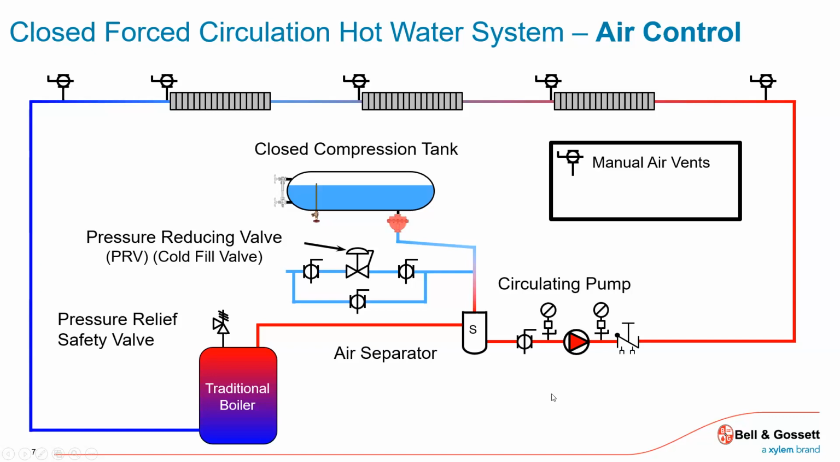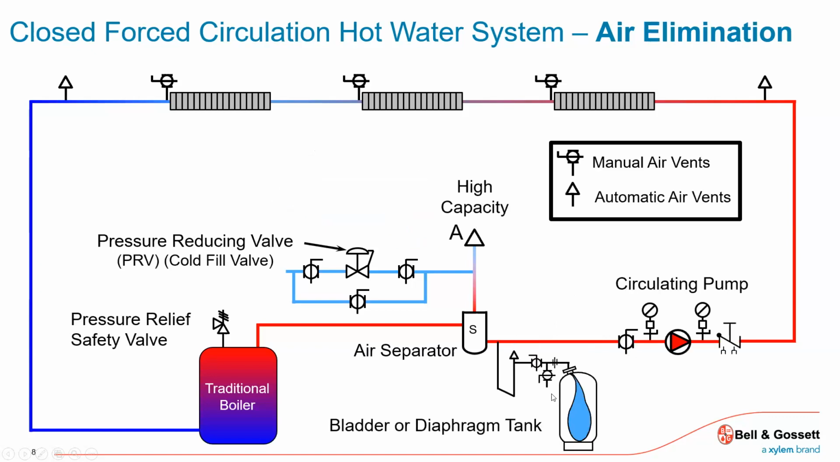Where the call would come, or where someone would recognize it, is eventually there'd be no more cushion and our relief valve would dump water onto the floor every time the boiler fired. So that was air control. You controlled the air. You didn't get rid of it. You just controlled it. And there was a way of doing it, but it's not as simple as it is today. And what we've been doing for quite a few years now is called air elimination.